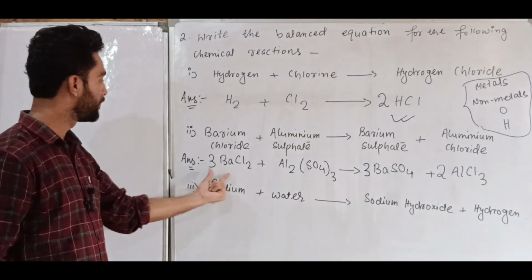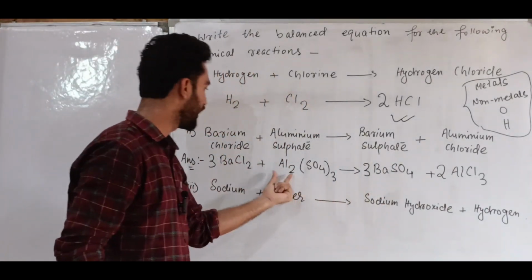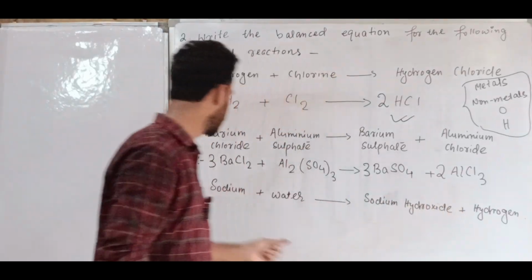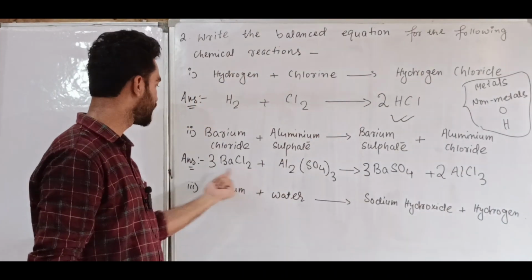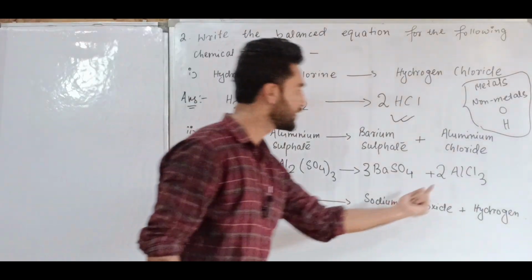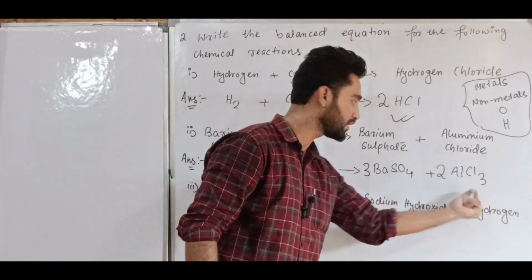Now check. Barium 3, barium 3. Aluminum 2, aluminum 2. Now non-metal. After metal, next is the non-metal. Chlorine here, 3 to the 6. This side chlorine 6, 3 to the 6. This side chlorine also 6.